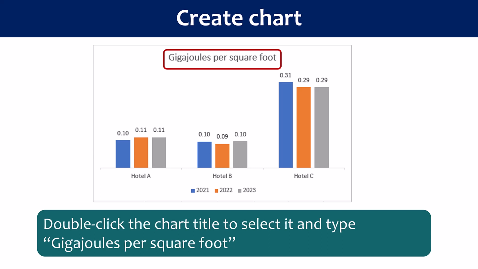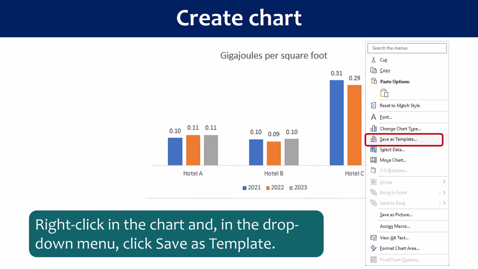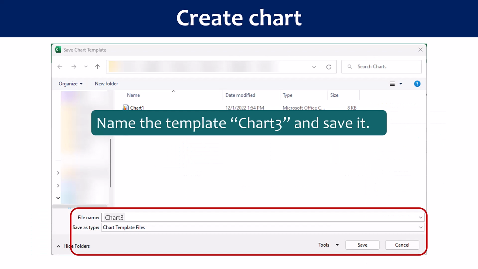Double-click the chart title to select it and type gigajoules per square foot. We are going to save this chart as a template to use again. Right-click in the chart and in the drop-down menu, click Save as Template. Name the template Chart 3 and save it.